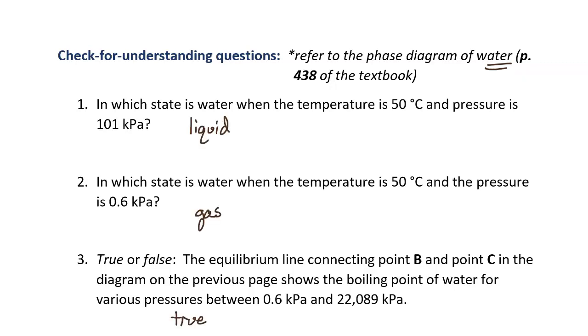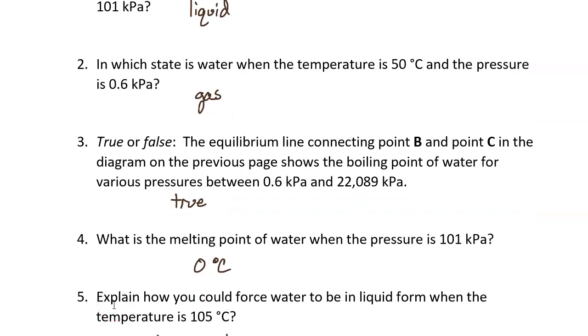Number 1, in which state is water when the temperature is 50 degrees Celsius and the pressure is 101 kilopascals? Water would be a liquid. Number 2, in which state is water when the temperature is 50 degrees Celsius and the pressure is 0.6 kilopascals? It's a gas. Number 3, the equilibrium line connecting point B and C in the diagram on the previous page shows the boiling point of water for various pressures between 0.6 and 22,000 kPa. That's true. That line is in between the gas and the liquid phase.